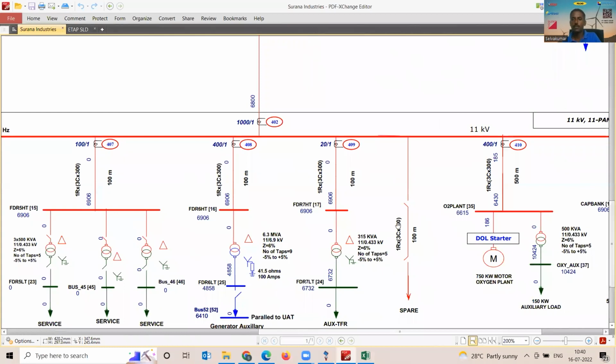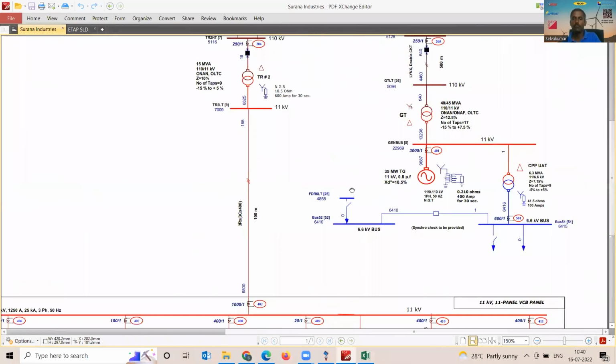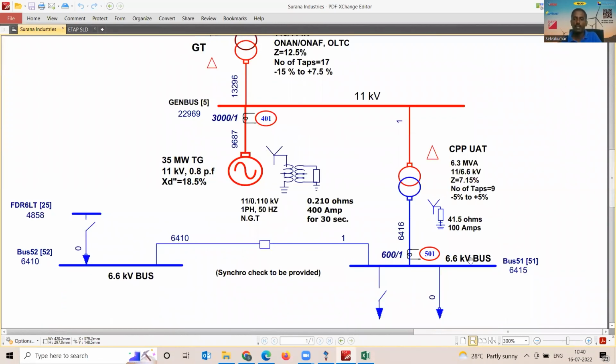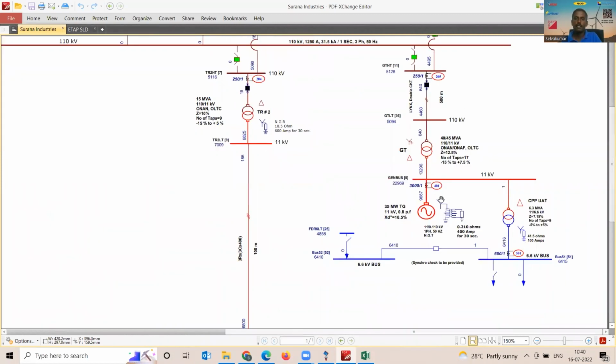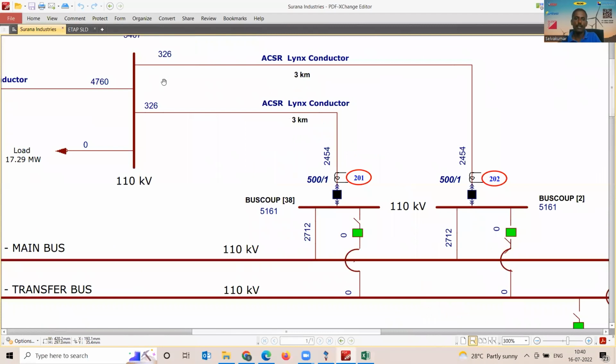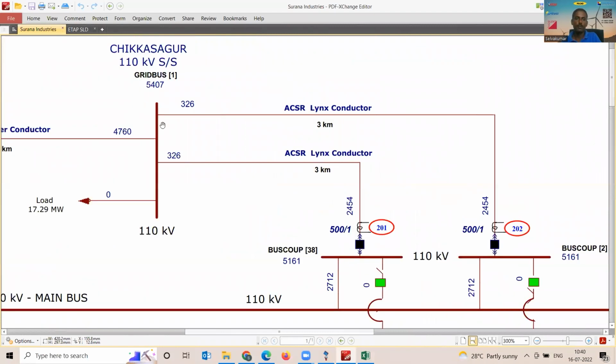It has a cogeneration plant of 35 megawatt, and of course that generation has some auxiliaries like boiler, feed pump, right? CCP, IAPA, some auxiliary loads. That's all met at 6.6 kV. And this industry is connected at 110 kV. There is a double circuit 3 kilometer overhead line that takes this to the nearby substation.